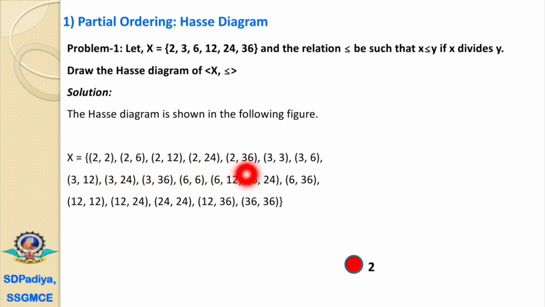From here also we can observe that 2 has a relation with 2, with 6, with 12, with 24, with 36. But 2 is not having a relation with 3. That's why, if there is no relation between the 2 and 3, we have to draw the 3 in the same line.